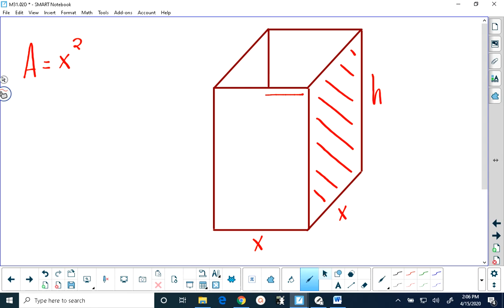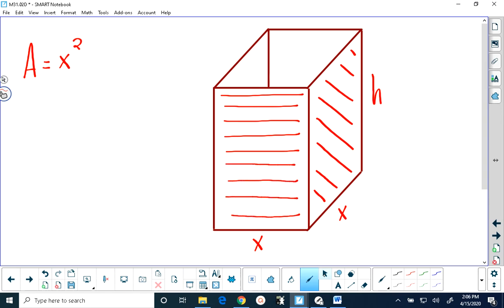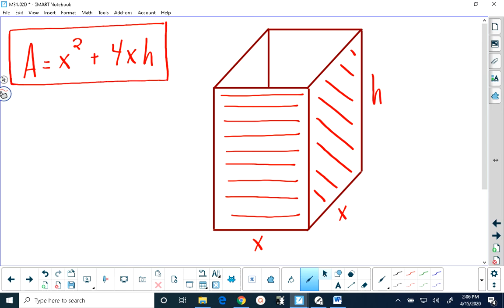The area of this side of the box is length times width, which is x times h. All of these sides, all four of them, have an area of xh, which means that we have to add to the area of the bottom of the box, which is x squared, 4xh. And this is the formula that relates the area to the dimensions of the box.